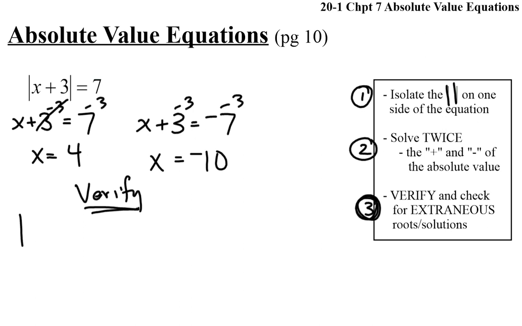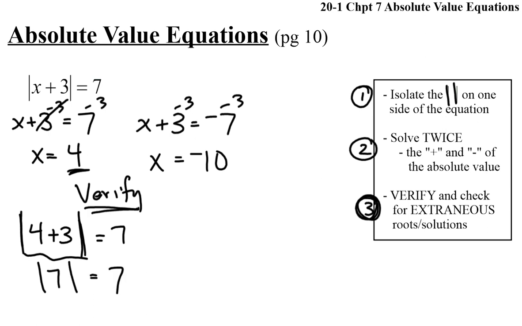First one, x plus 3, absolute equals 7. Well, we think x could be 4. 4 plus 3, we want to equal 7. Well, like we talked about first lesson, the absolute value sign, do what's inside first. Absolute of 7 equals 7. That's true. So we're okay. X equals 4 is correct.